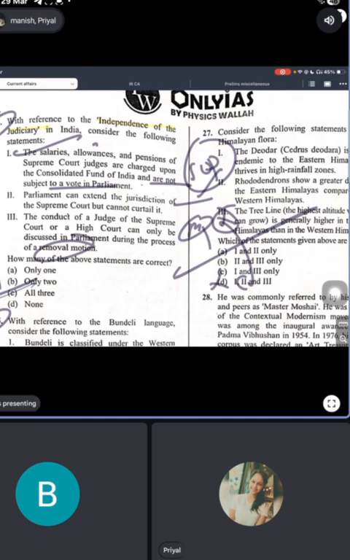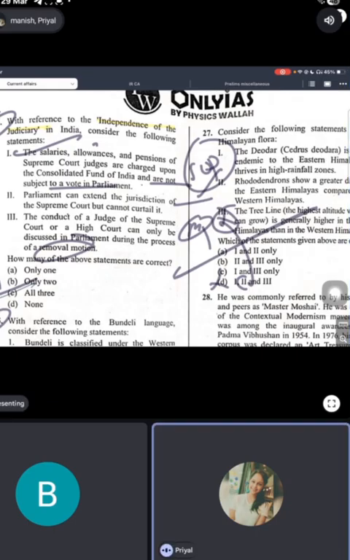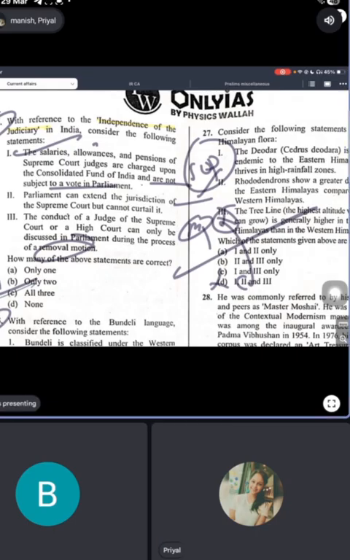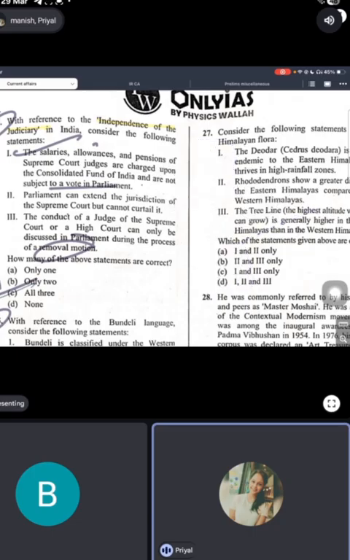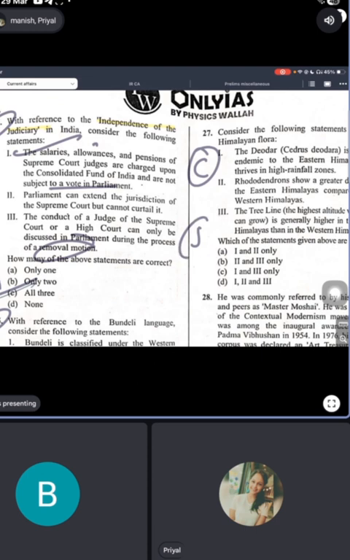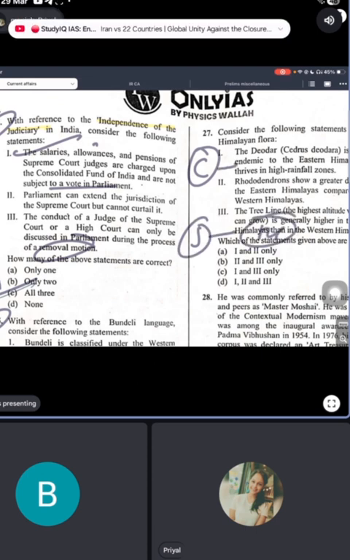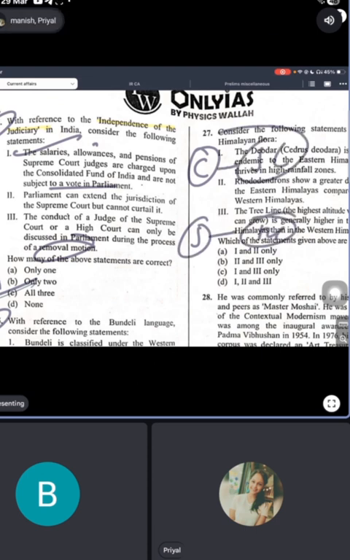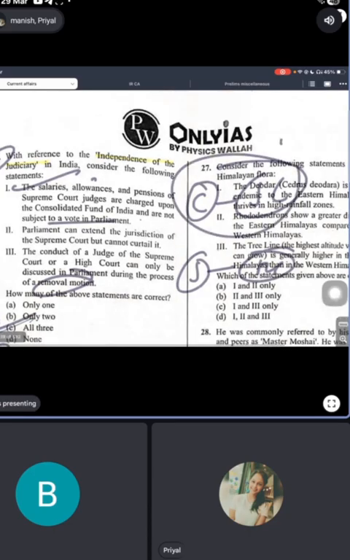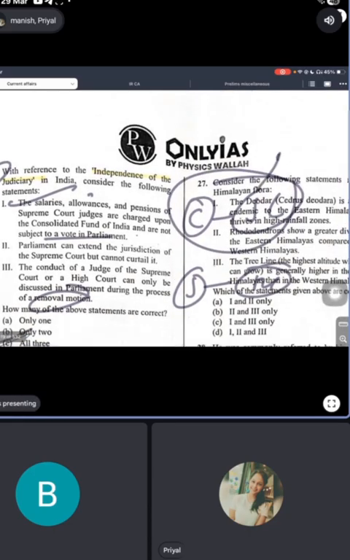Yes, sir, what is the logic behind that? See, this is center, this is state. State has High Court, center has Supreme Court. So the Supreme Court is serving in the center, so he will get funds from the Consolidated Fund of India. Now the High Court is serving in the state, so he should get funds from where?